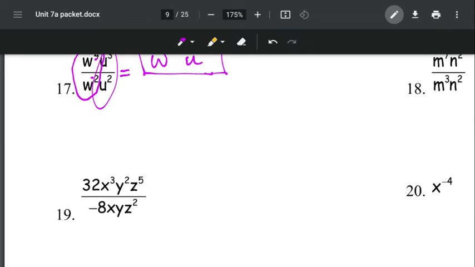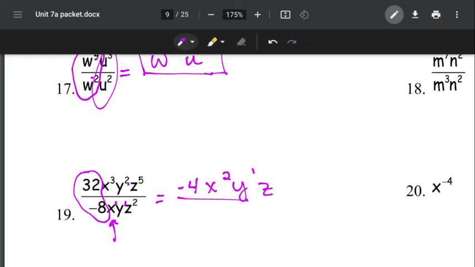Okay. For this problem, we're going to divide our coefficients. 32 divided by 8 is negative 4. X to the third over x to the 1 is x squared. Y squared over y to the 1 is y to the 1. And then subtract your z's, and you get z to the 3.